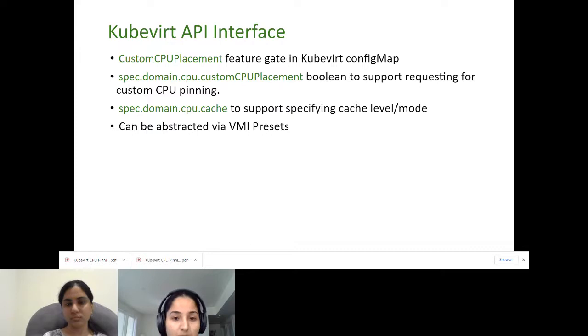And then there is also an option to specify the cache level or mode in the VMI spec. And this entire thing can be abstracted using VMI presets, as we see on the next slide. Next slide, please. Yeah, so this is an example preset where you can see that under the spec domain, the custom CPU placement Boolean is set to true, and the cache mode is set to pass through, and there are a number of cores, threads and sockets being requested.